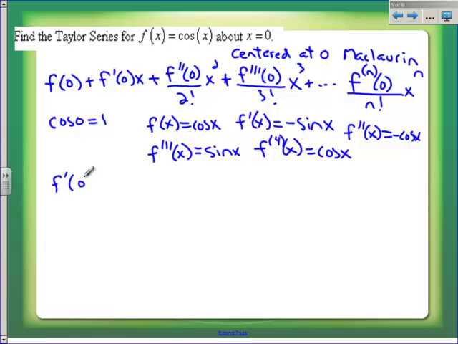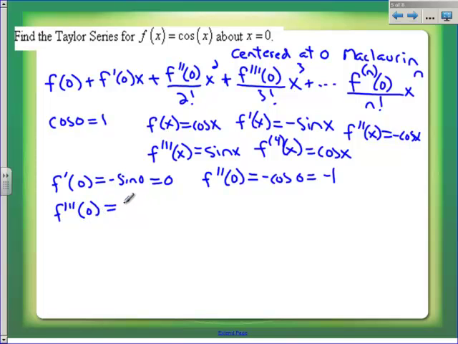f prime at 0 is negative sine of 0, which is 0. f double prime at 0 is negative cosine of 0, which is negative 1. The third derivative at 0 is sine of 0, which is 0. Look what's happening on these odd powers. With the odd derivatives, we're dealing with sine, and so those terms are going to end up canceling. So let's find the fourth derivative at 0, and our fourth derivative at 0 is cosine of 0, which is back to 1.